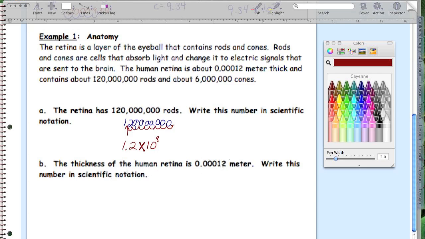So my decimal point is going to go between the 1 and the 2 because I have to have c, this is my c value, be between 1 and 10. And I have to find out how many decimal places, so it's 1, 2, 3, 4. But I see that I have a decimal, so my answer is negative because that represents a small number.